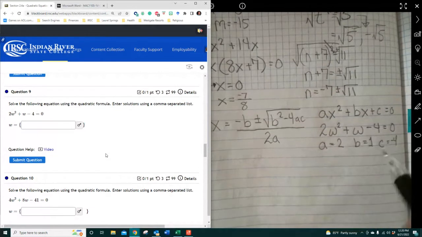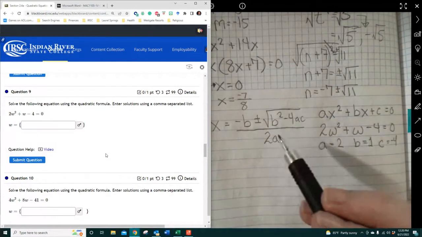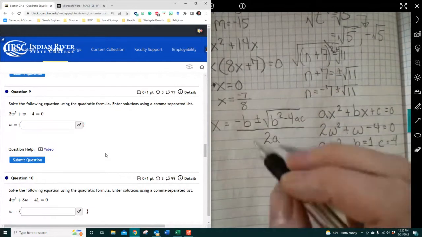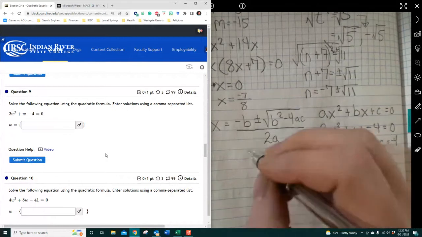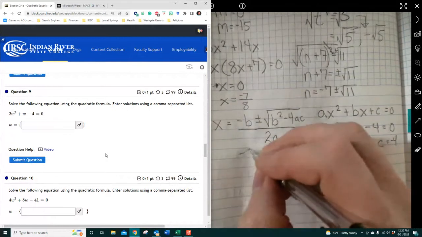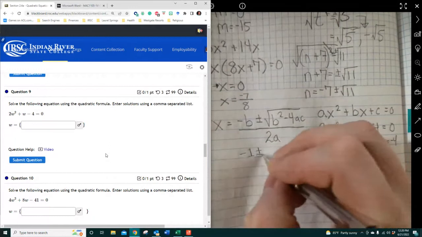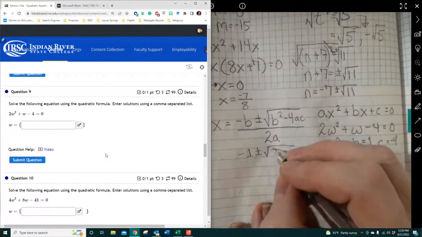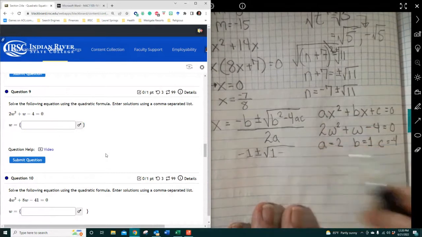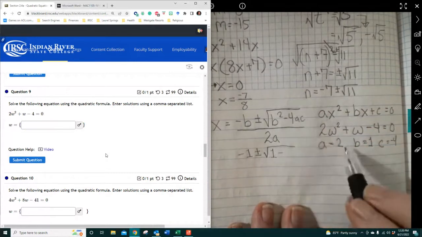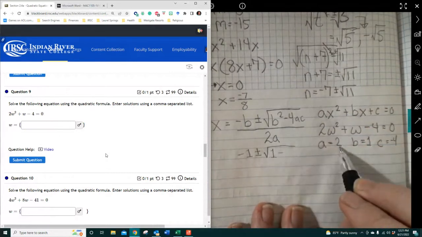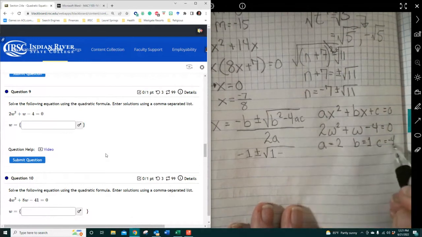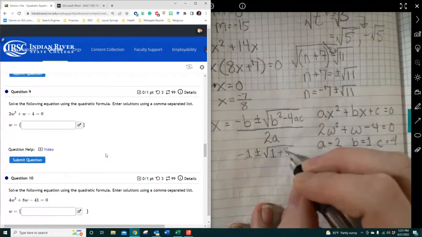So we're going to go ahead and plug that into the equation here to represent those numbers. So we have b is 1, so it's going to be negative 1, plus or minus the square root of 1 squared is 1 times 1 is 1, and then minus 4 times 2 is 8, all right, times negative 4 is positive 32.